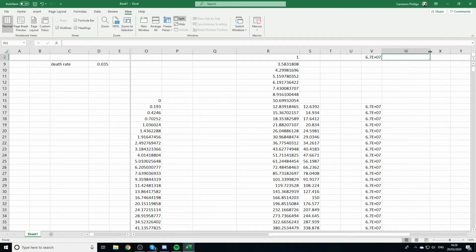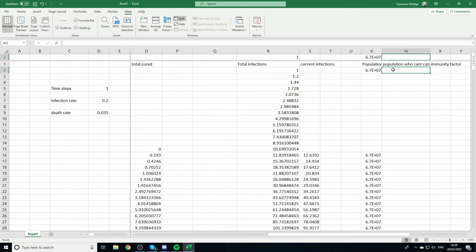I don't know where that's gone. Has that disappeared? Hang on. Population who can't catch it. There we go. Now that is basically this number here, the population, take away the total infections. Now actually that's not entirely true, because we have to take off the people who've died, because the people who've died are no longer a proportion of the population, and we have to see how many people are alive, what proportion of them can actually pass it on.